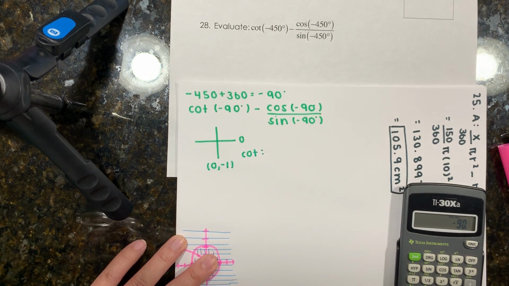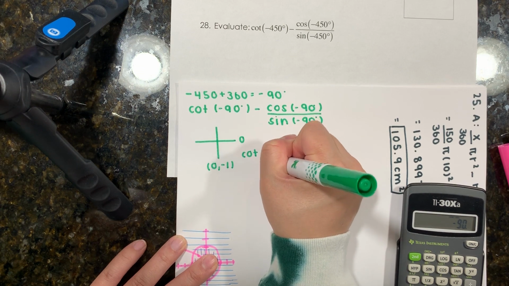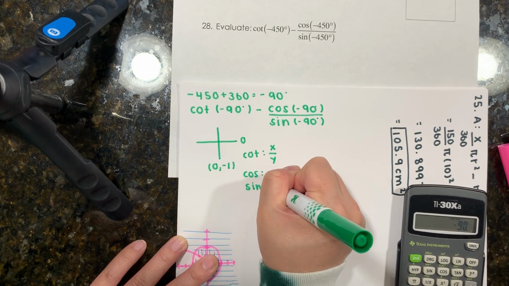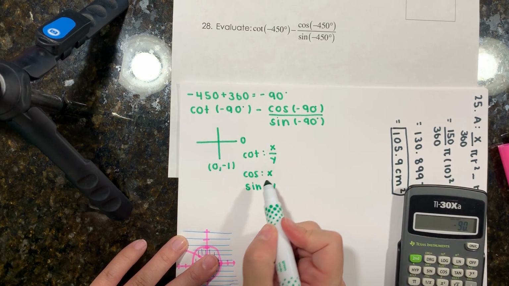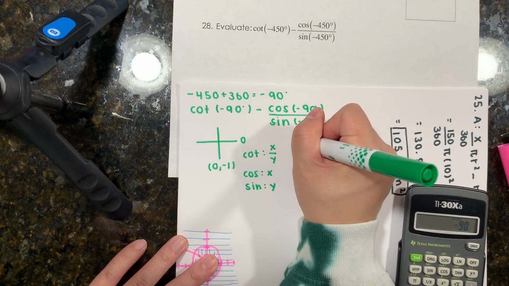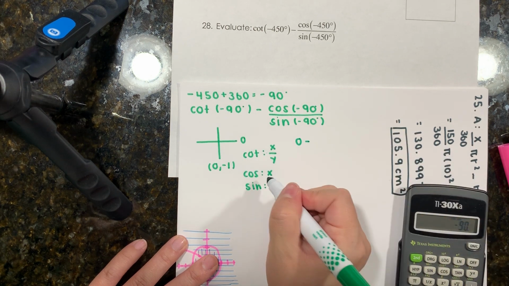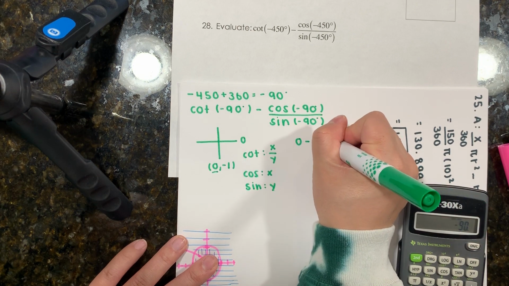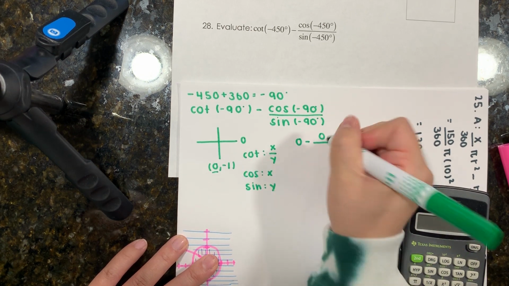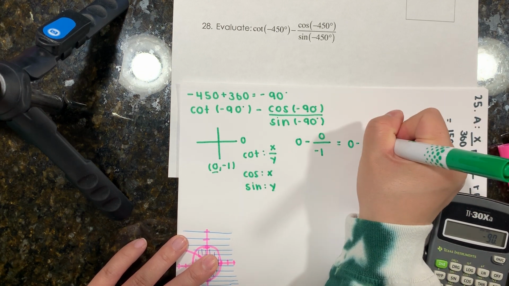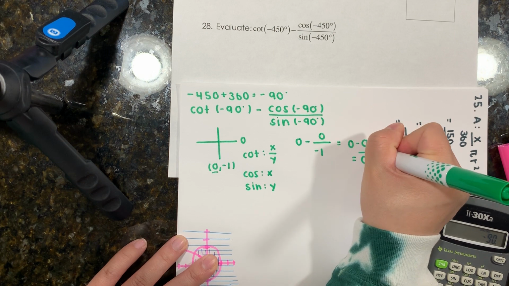Cotangent is the inverse of tangent. So tangent is normally y over x, which means cotangent will be x over y. Cosine is equal to x, and then sine is equal to y. So if I'm looking at this equation, x divided by y would be 0 divided by negative 1. Well, 0 divided by negative 1 is just going to be 0. The cosine is equal to the x coordinate, which is 0. So that would be 0 over the y coordinate, which is negative 1. So really, this whole thing boils down to 0 minus 0, which is 0.